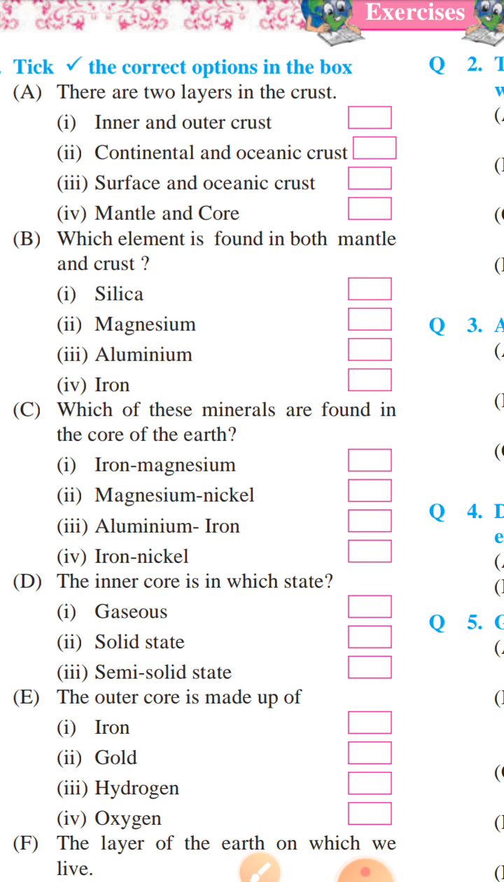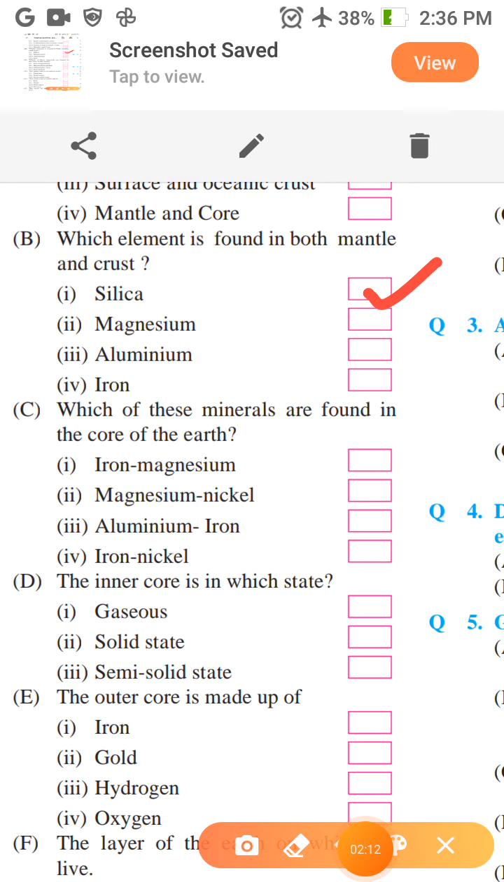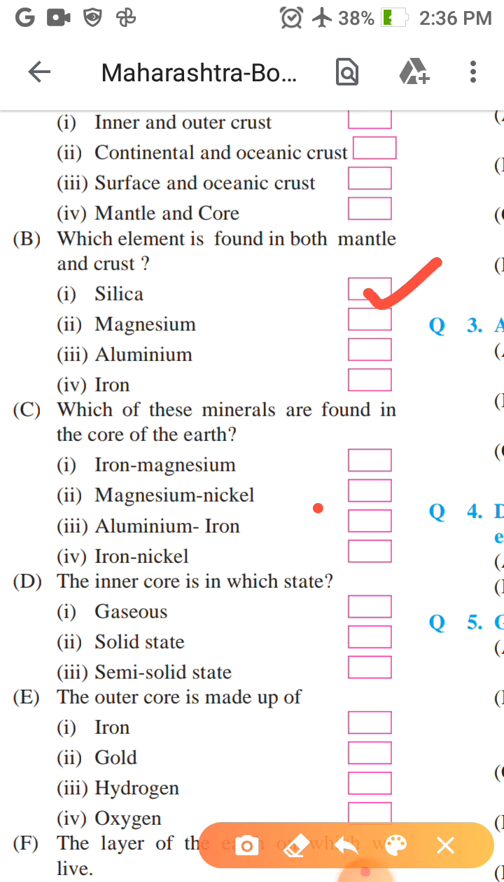Which element is found in both mantle and crust? Which element? Silica, magnesium, aluminum, iron. Which element is found in both? Yes, silica. So the first option is the correct option. Right there, everyone. First one is the correct option.